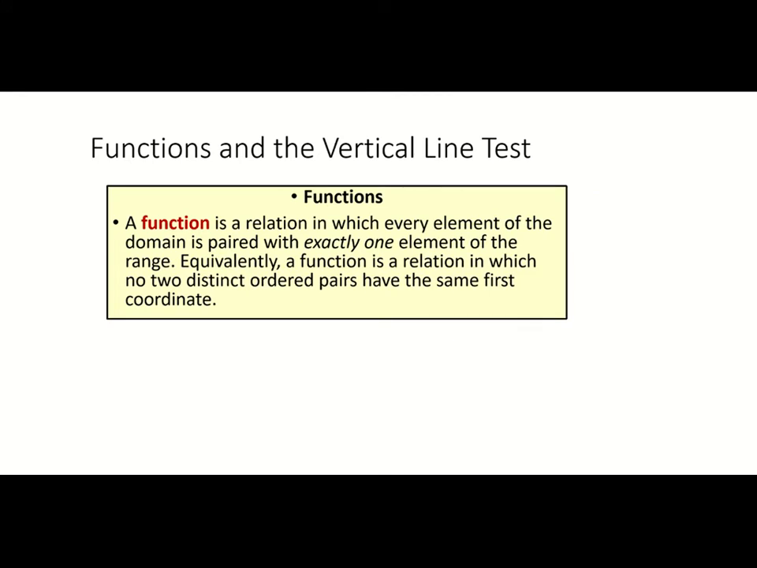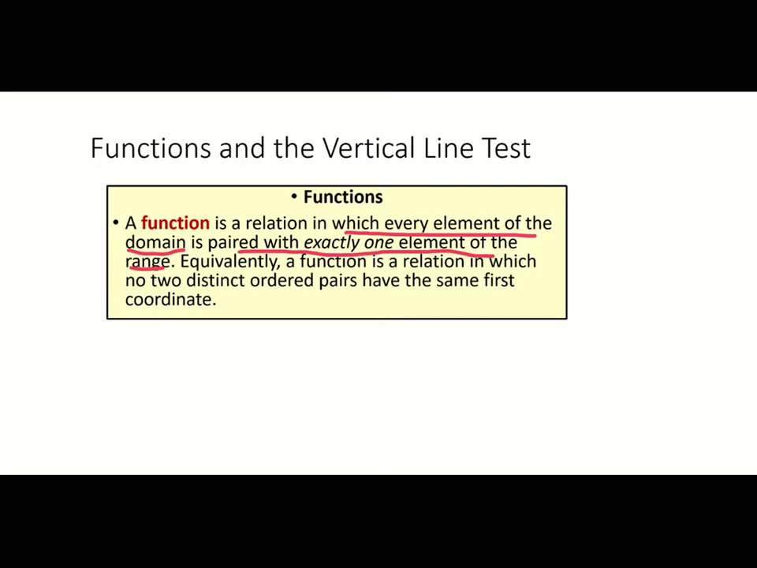So now we've talked about a relation, we're going to talk about a function. And a function is a relation in which every element of the domain is paired with exactly one element of the range. Equivalently, a function is a relation in which no two distinct ordered pairs have the same first coordinate. When they ask if your set of ordered pairs or your relation is a function, the definition of a function is that every element in the domain, or every X value, is paired with exactly one element of the range, so one Y value.